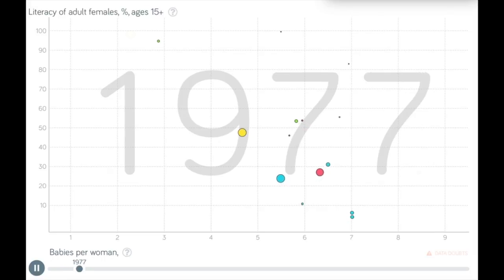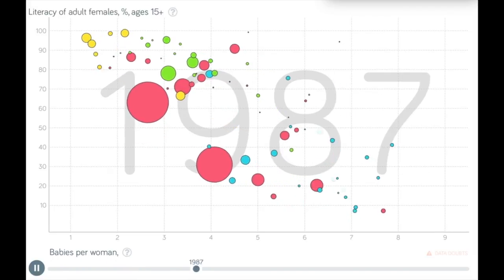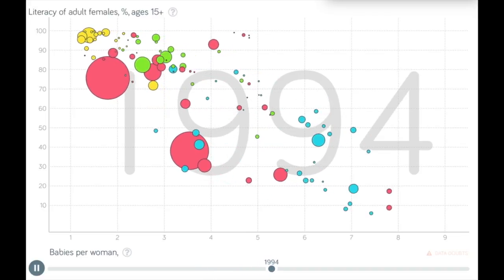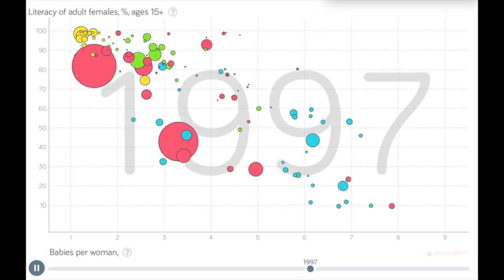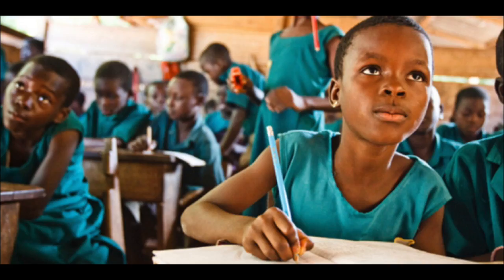Firstly, we looked at how literacy in adult women relates to fertility. There is a strong correlation between the two, such that a country with a higher literacy rate has a lower fertility rate. Literacy rates are typically an indicator of how educated a country is, so the longer that women are in school, and the more educated they are, the fewer babies each woman has.